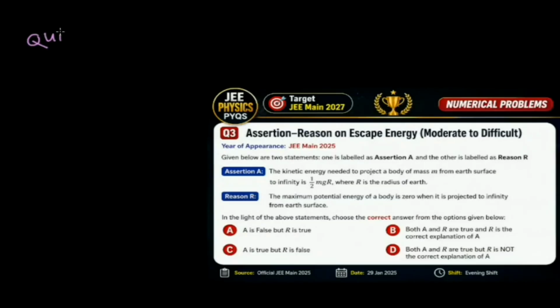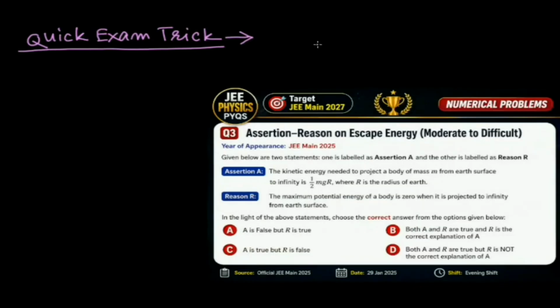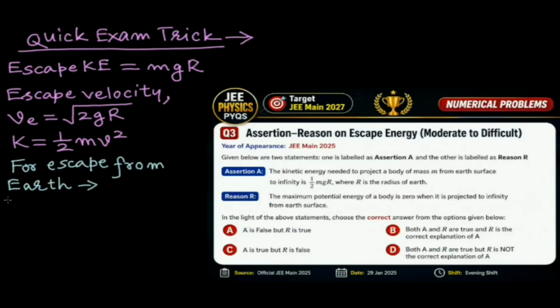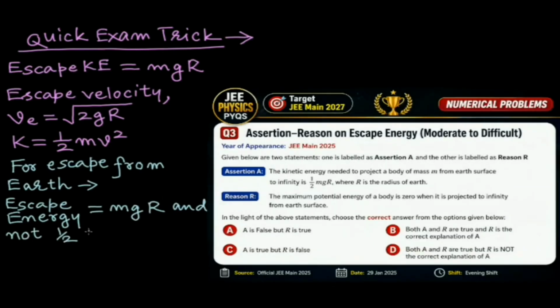Now, quick exam trick. Remember this distinction carefully. Escape kinetic energy equals mgr. Escape velocity v_e equals square root 2gr. Do not confuse the half appearing in the kinetic energy formula K equals half mv square with the final expression for escape energy. For escape from Earth, escape energy equals mgr and not half mgr.